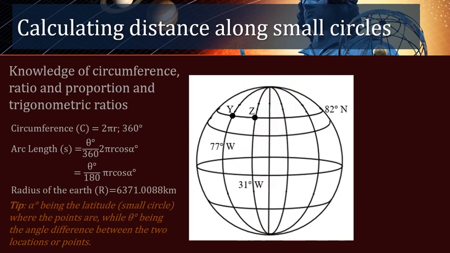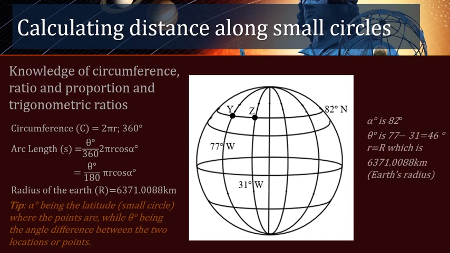So here is an example of an arc YZ. Remember, this arc represents the distance between 2 points which are along a small circle, which is a latitude. In this diagram, we have α degrees, which is 82 degrees according to the formula. Remember, α degrees represents the angle or the latitude where those points are. θ degrees is 77 minus 31, which is equal to 46 degrees. And r will be capital R, which is 6371.008 kilometers, the Earth's radius.